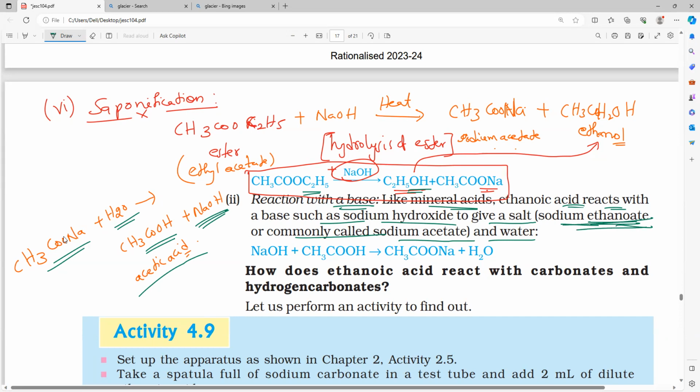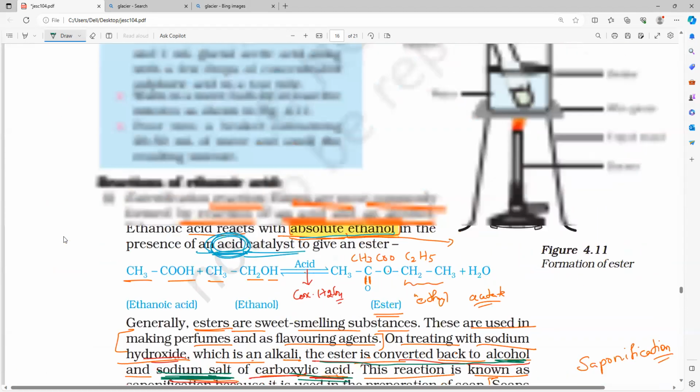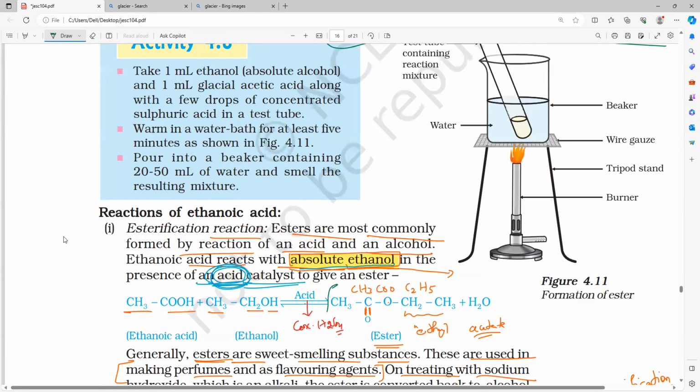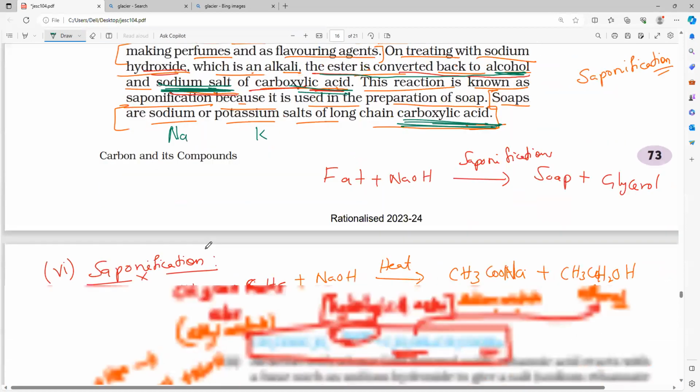If I strike out the sodium and put ethyl, ethyl ethanoate, what is that called? Ester. Or here also ethyl acetate. You can check it: the sweet-smelling one is called an ester. What is that actually? Ethyl acetate, or we can say ethyl ethanoate. Same. Is everything clear? Please respond.